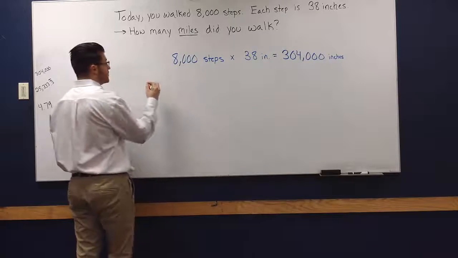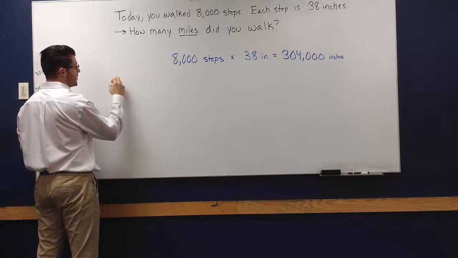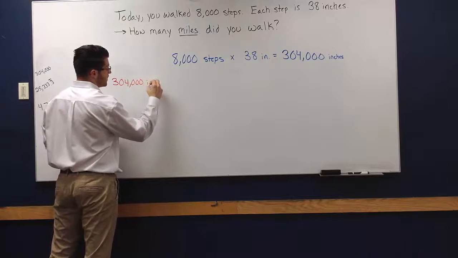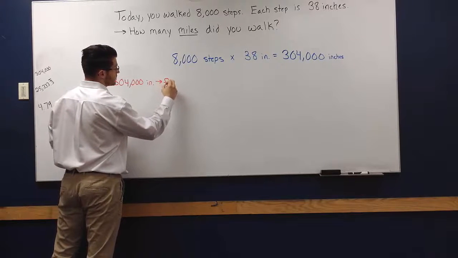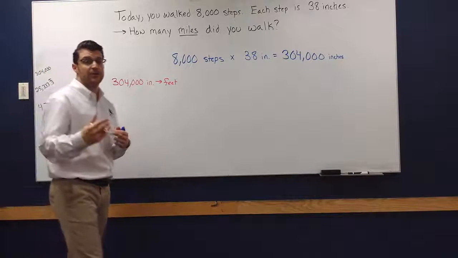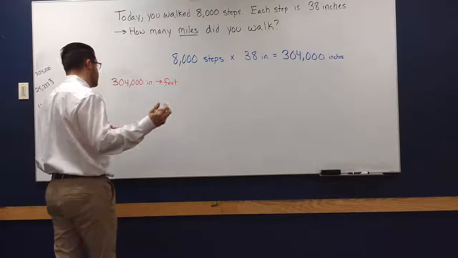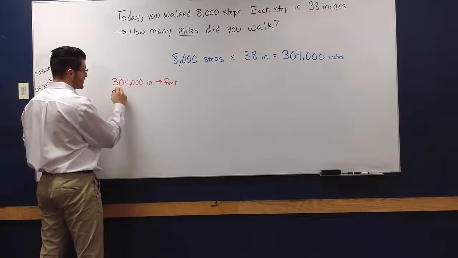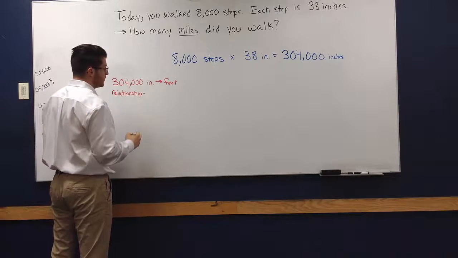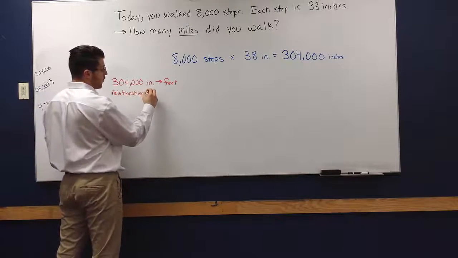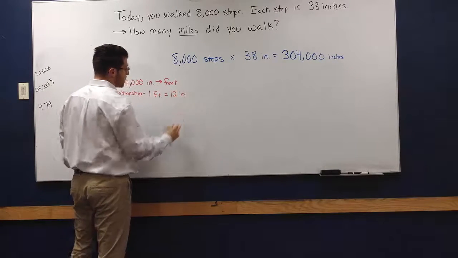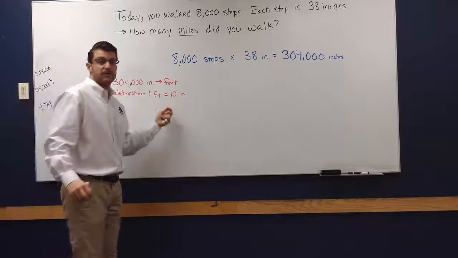So the first conversion is 304,000 inches, and we want to convert it to feet. There's multiple ways to do this. I'm just going to show you using the proportion route like we've been taking. So you need to know the relationship, which can be found on the conversion table. The relationship is that 1 foot equals 12 inches. Use this relationship to set up your proportion.